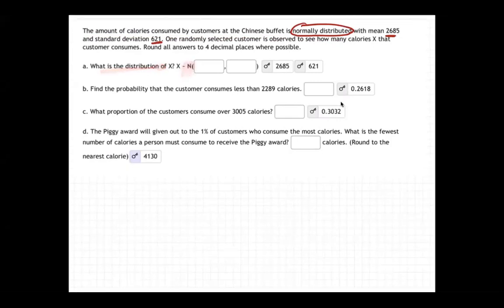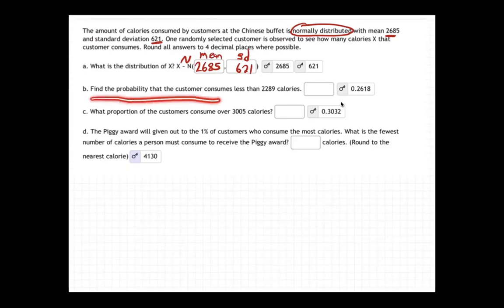That N right there stands for normal. As we saw, it's a normal distribution. They want us to put the mean here and the standard deviation. 2685 is the mean. 621 is the standard deviation. Okay, next question. So that's all we do for that.